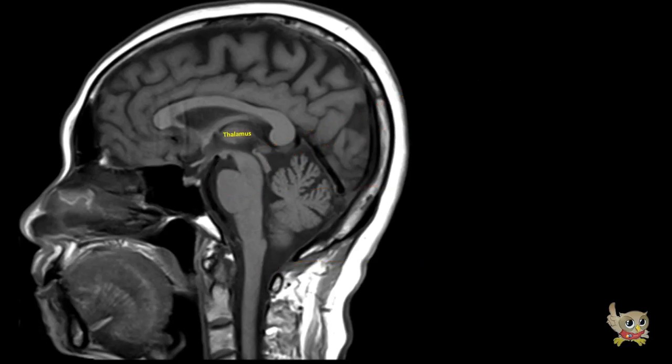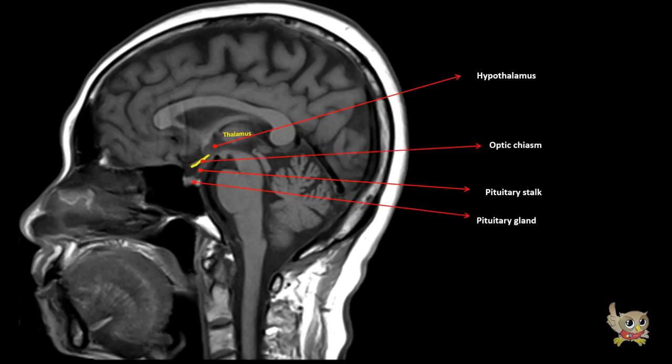Let's go back to the structures near the thalamus. Inferior to the thalamus is the hypothalamus. The pituitary stalk connects the hypothalamus and the posterior pituitary. The optic chiasm lies approximately 1 centimeter above the pituitary fossa. The chiasm contains decussating axons from both optic nerves.